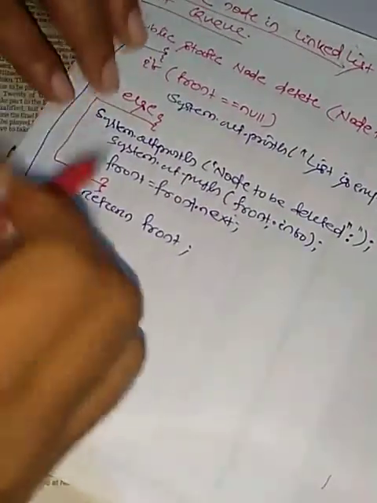Okay, so this is how we delete. The key statement here is front equal to front.next. That is what we have to follow. Have a quick look here.